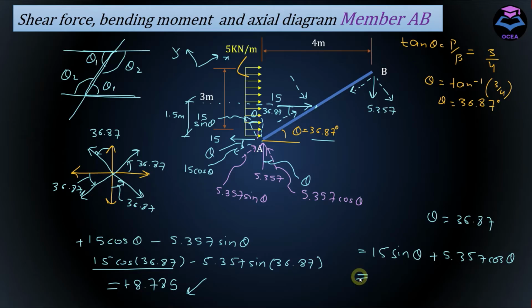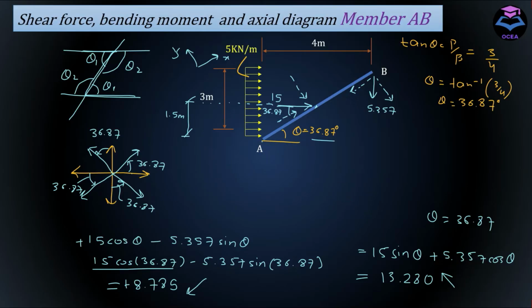If we calculate it, now remove all of these forces and apply these calculated net forces at point A, which are along the length of the member and perpendicular to the length of the member. We have 13.280 acting in the y direction, and in the local x direction we have 8.785.